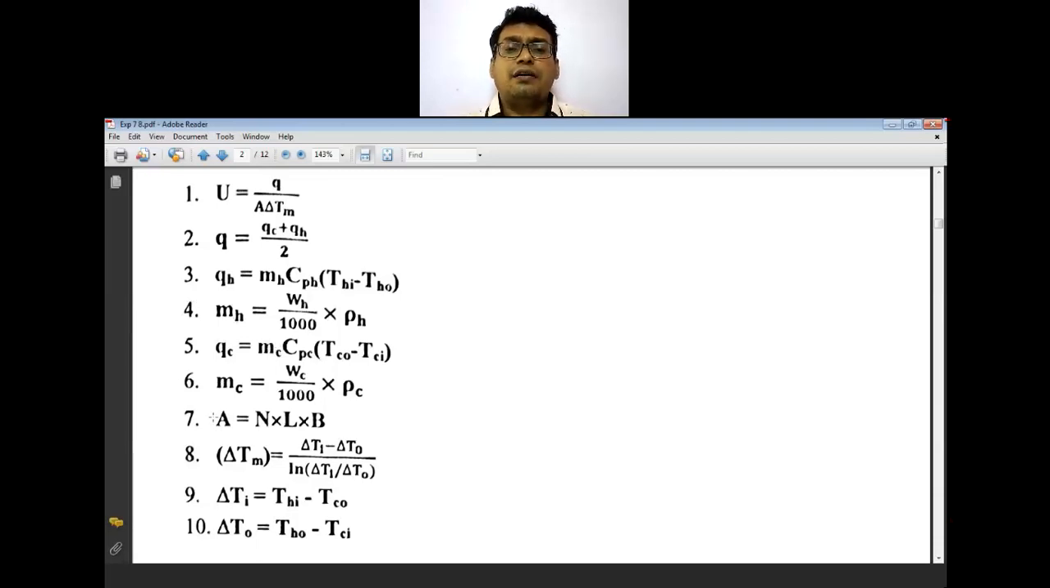Then the area, from the number of plates, length and the width of the plate. Log mean temperature difference is the temperature difference across the hot water side and the cold water side. Then delta Ti is Thi minus Tco, and delta To is equal to Tho minus Tci.